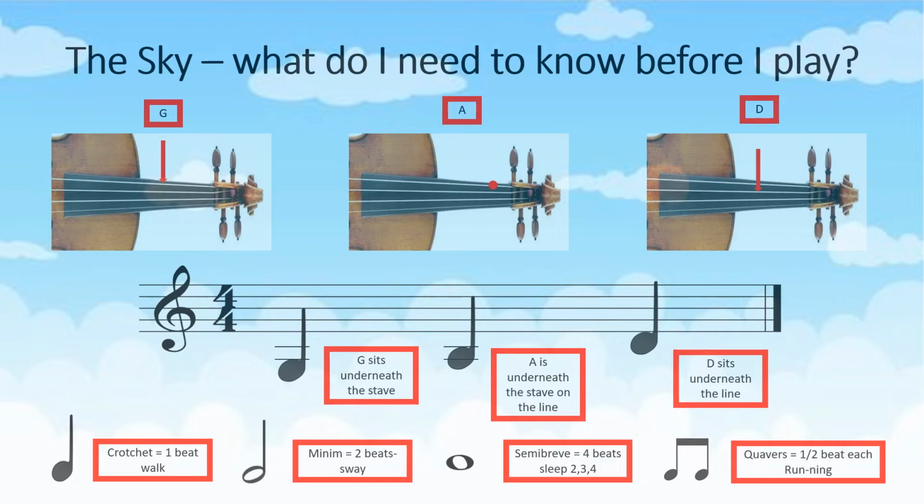And we need to know how the rhythm patterns are written out. So we're going to be using crotchets, 1-beat notes, minims, 2-beat notes, semibreves, 4-beat notes, and quavers, which are half a beat each.